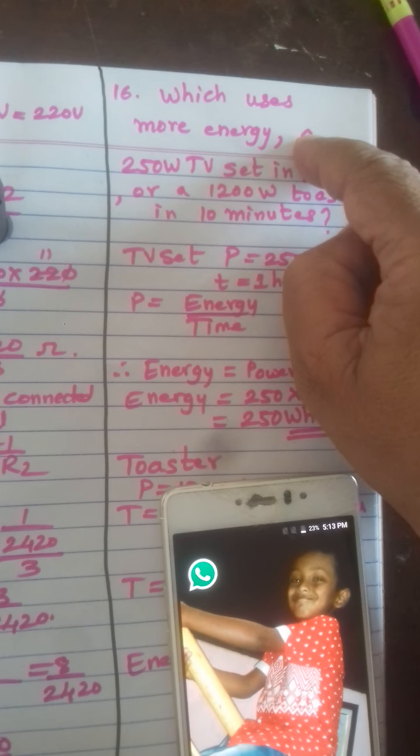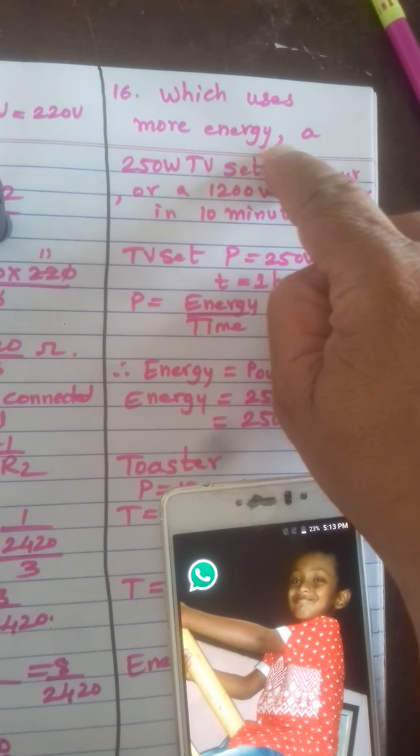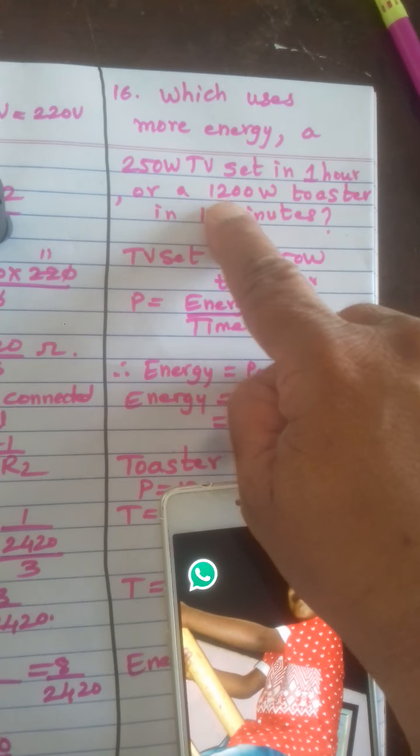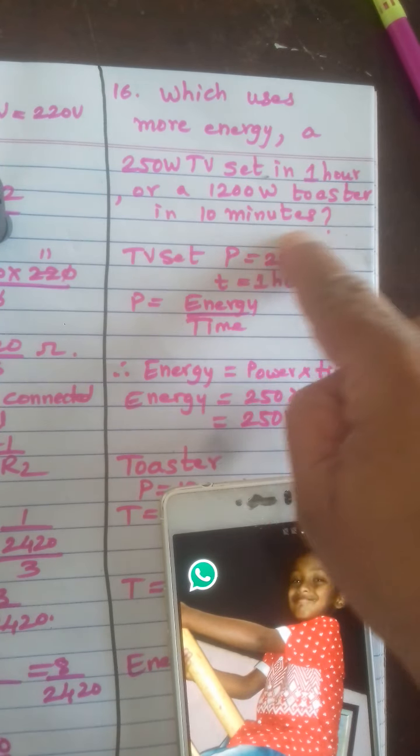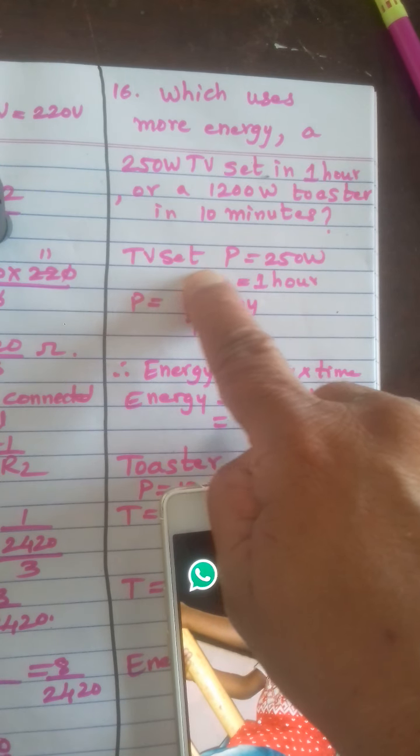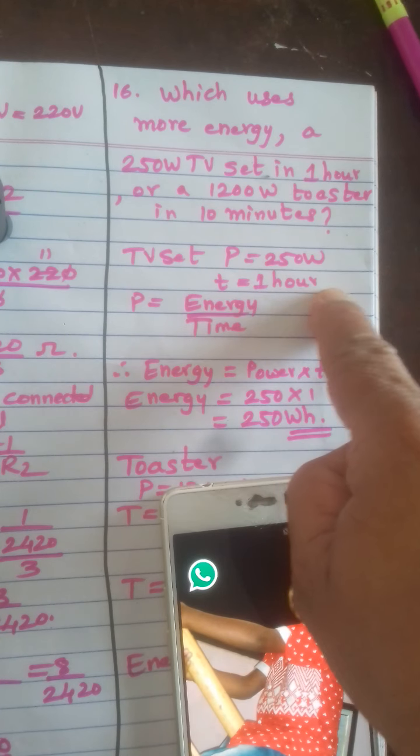So let us solve the 16th question. The question is like this: which uses more energy? A 250 watts TV set in 1 hour or a 1200 watts toaster in 10 minutes? Let us see the TV set first. TV set power is 250 watts. The time for which it is used is 1 hour.